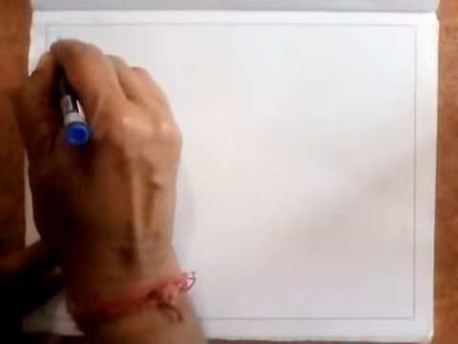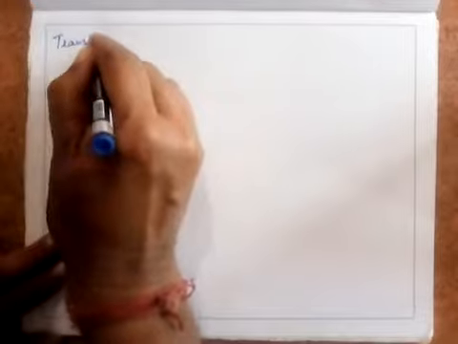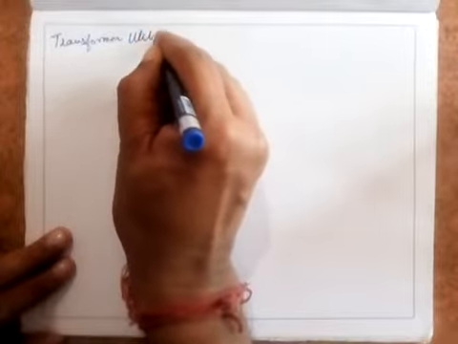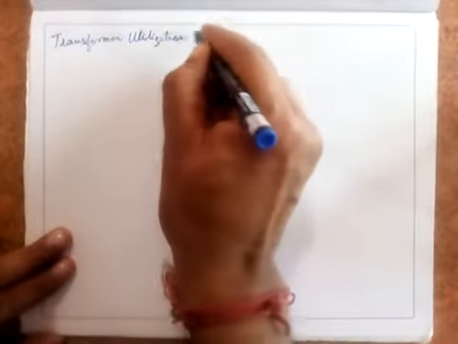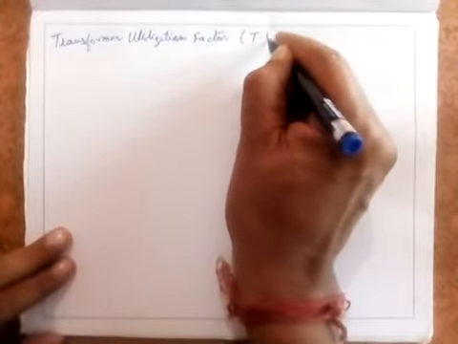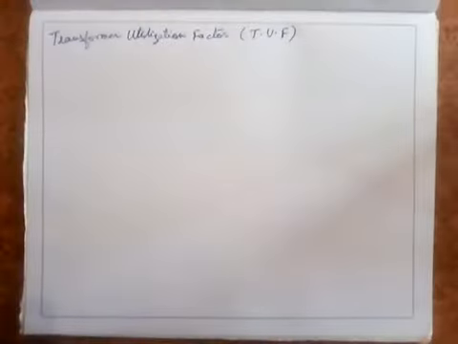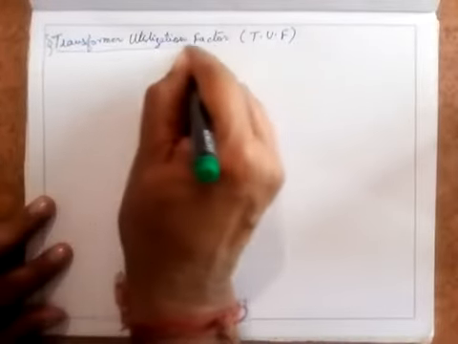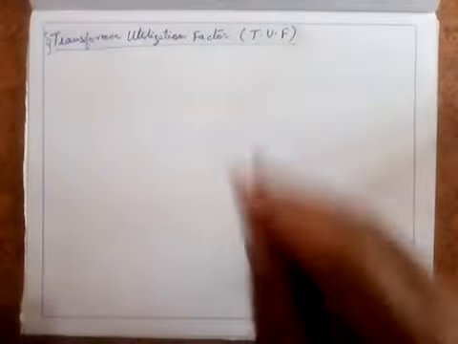Let's discuss another parameter for rectifiers, and that I'll consider is transformer utilization factor, abbreviated as TUF. Another performance parameter is transformer utilization factor, and its value should be as high as possible. Transformer utilization factor. Now let me define this.